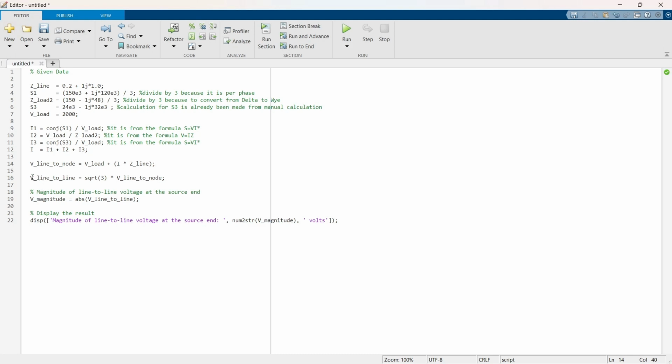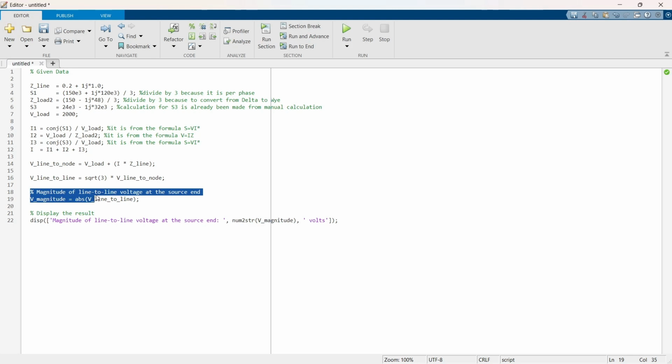If we want to find the line to line voltage, after we get the line to node voltage, we can use the formula square root of 3 times the line to node voltage. Why do we have to multiply by square root 3? Because this is the V line to node, and if you want to convert it to line to line, we have to multiply the voltage by square root 3.